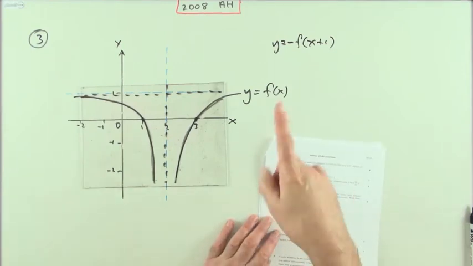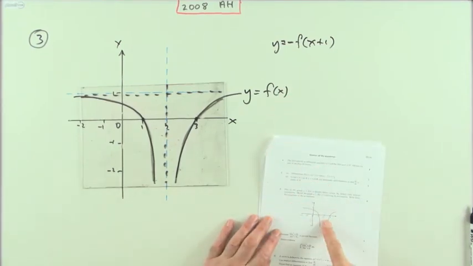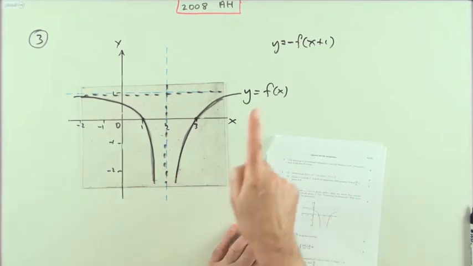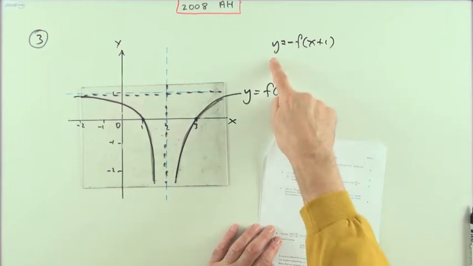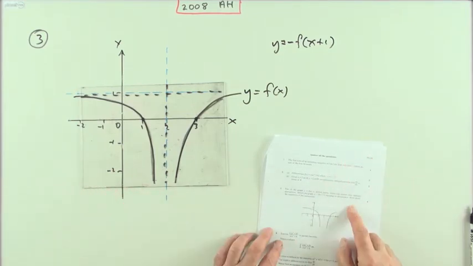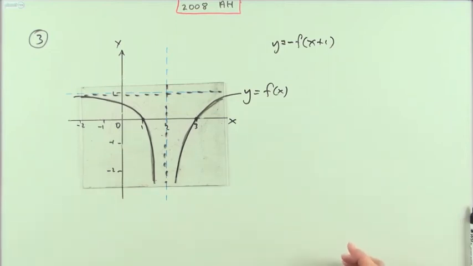Number 3 then, from the 2008 Advanced Higher, 4 marks just for transforming this graph. No calculations required. It says, here's a graph of y equals f of x. What would the graph of y equals the negative of f of x plus 1 look like? Just a transformation. So you have to sketch the graph showing its asymptotes, obviously, and write down the equation of those asymptotes. Right, so what have you got?